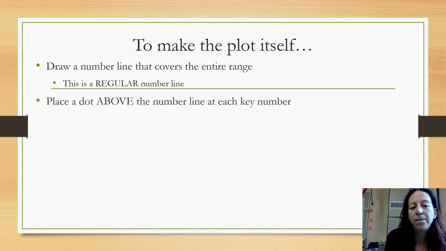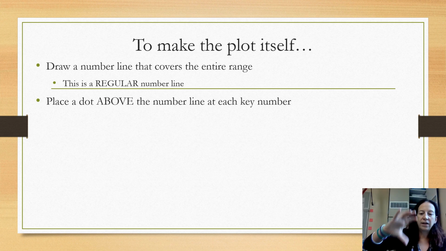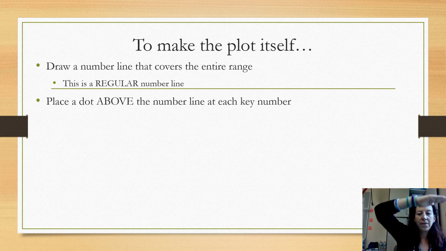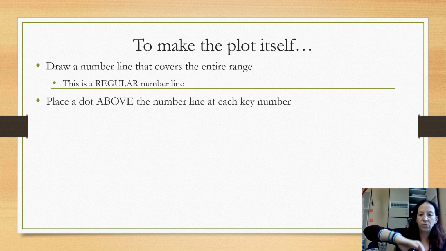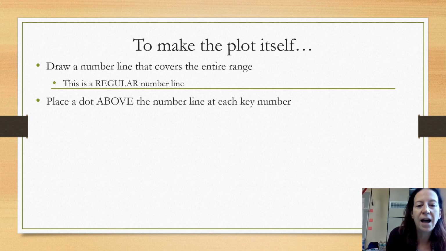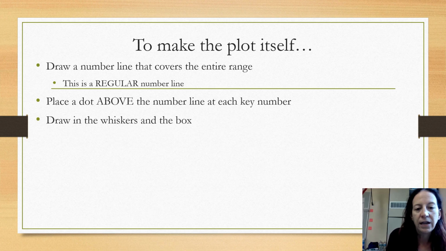Place a dot above the number line at each key number. If you go back and look at the examples from the earlier slide, you'll notice that the number line was down at the bottom and the box and whisker plot was above it. You don't put the box and whisker plot on top of the number line. So you're going to place a dot above the number line at each key number and then draw in the whiskers and the box. Once you have those points marked, you know where your whiskers are, what your box is, and where your middle line should be.